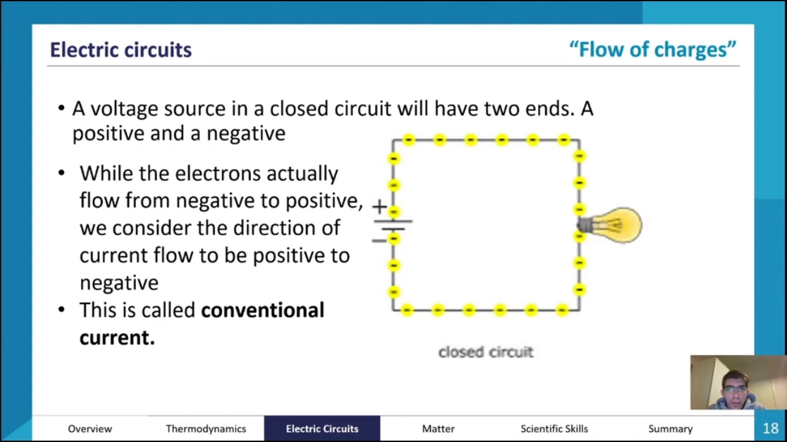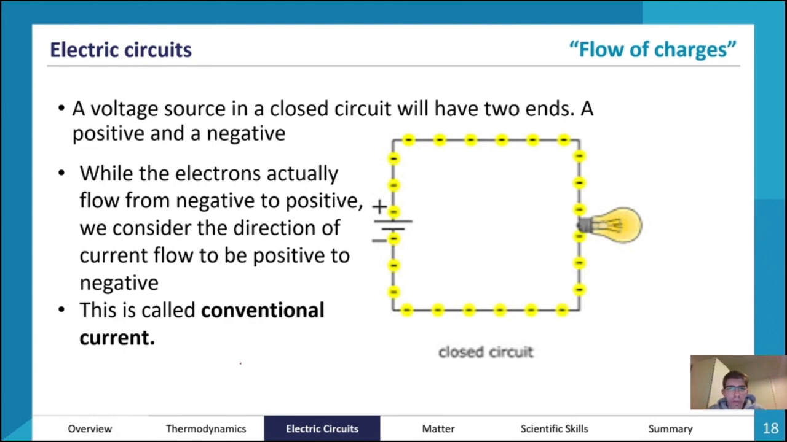When it comes to electricity, we need to understand that a voltage source in a closed circuit will have two ends, a positive end and a negative end. The positive terminal is the longer one, whereas the negative terminal is the shorter one. While the electrons are actually flowing from the negative to the positive, we consider the direction of the current flow to be positive to negative. This is called conventional current.